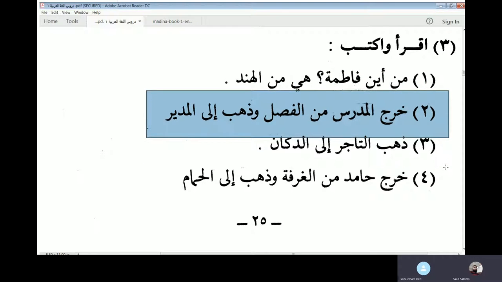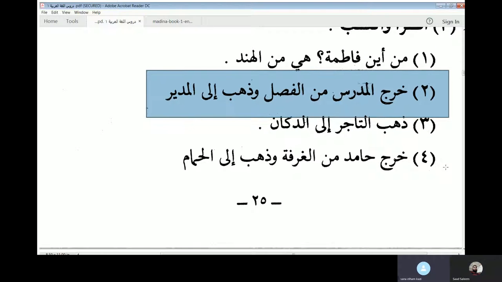Kharaja al-mudarrisu min al-fasli wa dhahaba ila al-mudiri. The teacher went out from the classroom and went to the principal. The teacher went out from the class, or you can also say the teacher came out from the class and went to the principal.